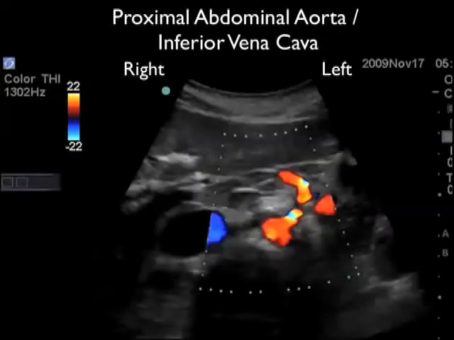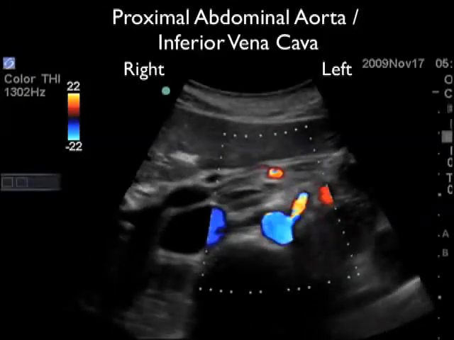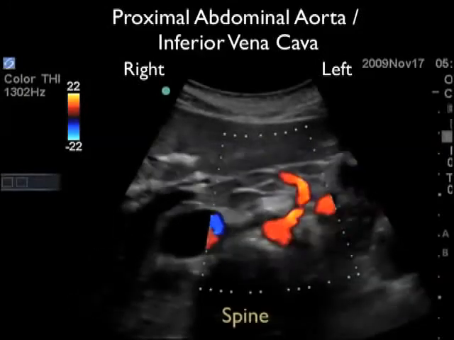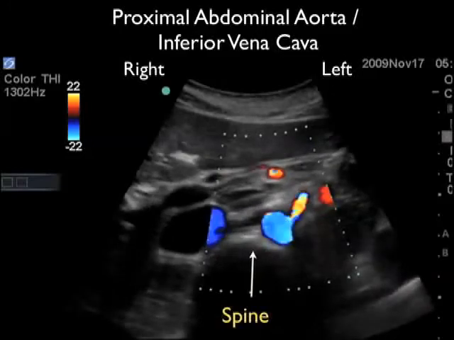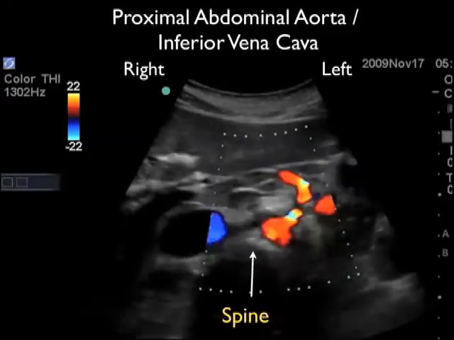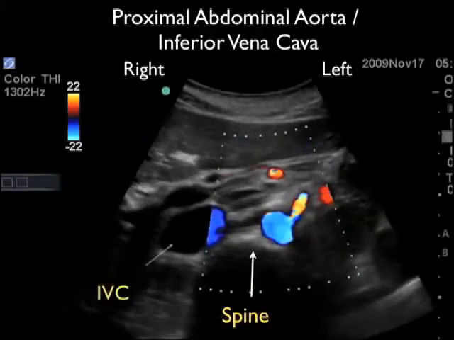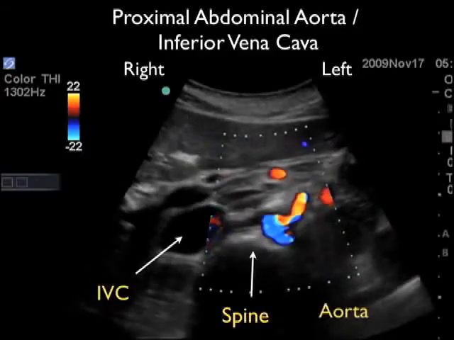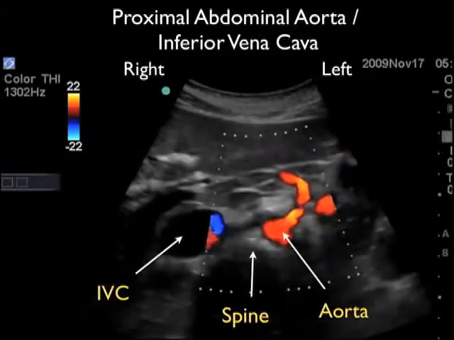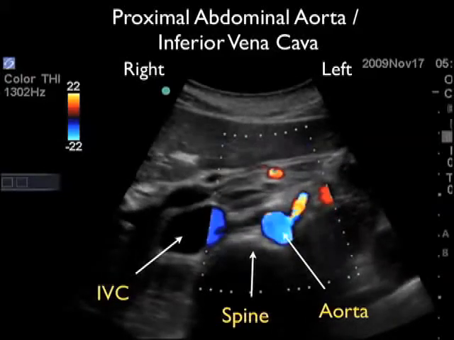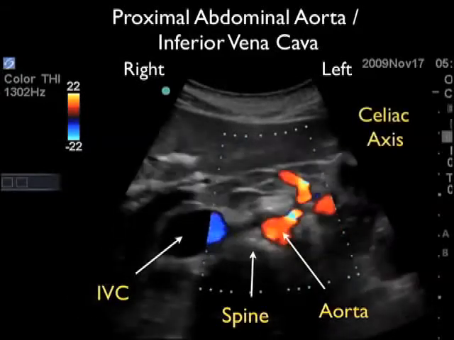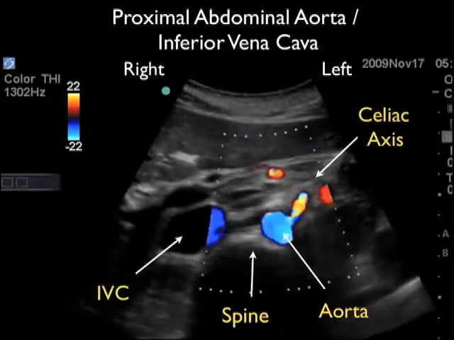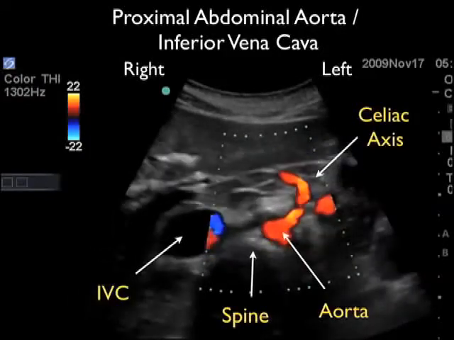Here we have a video clip in which we'll look at the ultrasonic appearance of the celiac axis using Doppler sonography. We can again identify the spine by its hyperechoic or bright appearance, and we see the IVC over towards the patient's right and the aorta towards the patient's left. As we look closely at the aorta, we see the branch, the celiac axis, coming off anteriorly from the aorta, again having that classic appearance of the seagull sign with the two branches, the hepatic and splenic arteries.